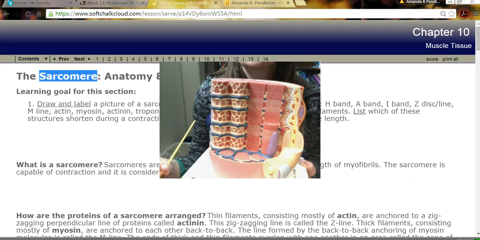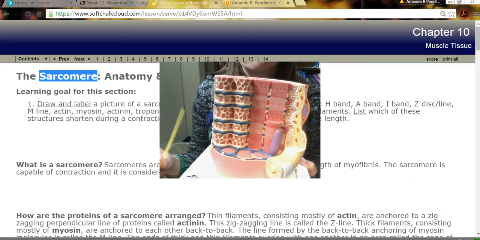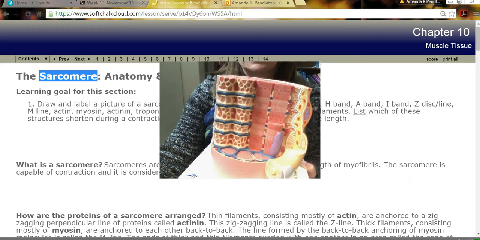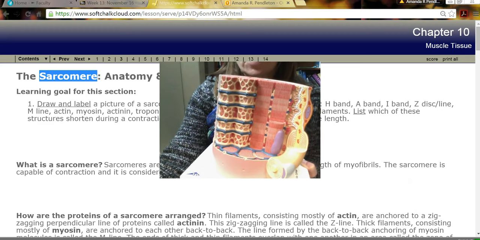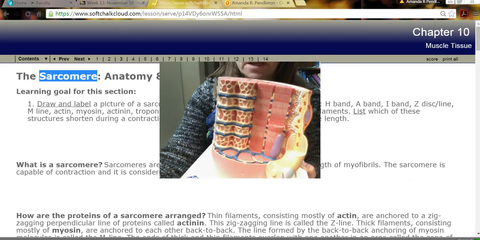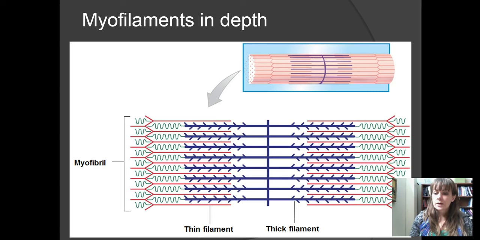And what we're going to do is get up very close to the molecular level. We're going to look at the molecules, the proteins that are there and what they're doing and how that helps the muscle cell contract. Okay, here's another view of a similar thing.